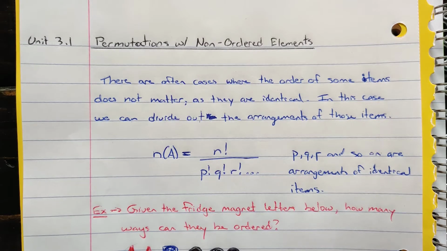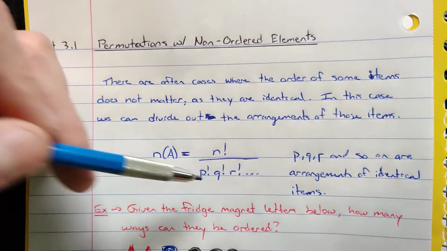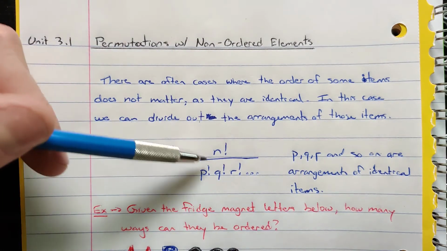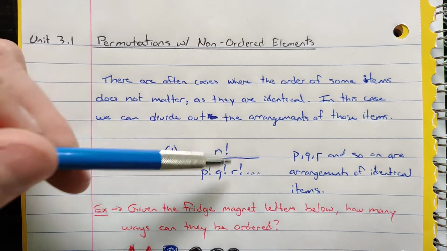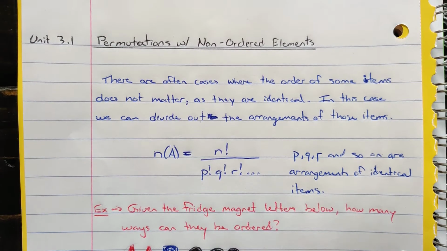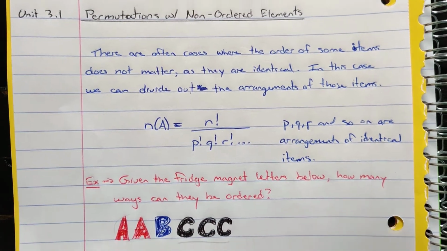In our first bit, we're looking at situations where we have a permutation, but some of the items involved in the permutation are identical. If we have identical items, the order that we put them in doesn't matter, so we have to take that into consideration and remove that from the possible number of permutations. To do that, we divide by the number of ways you could arrange that number of items, or that number of items factorial. So this is our formula here, and we'll take a look at it with an example of fridge magnets.